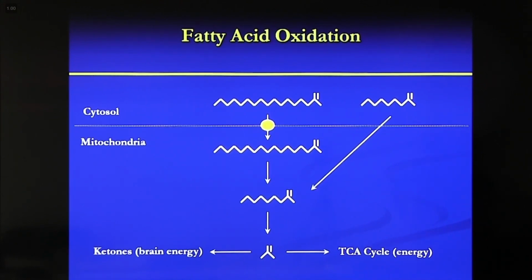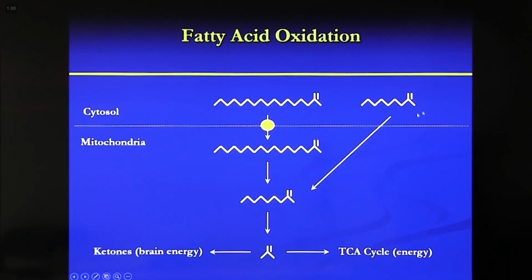So you go from 16 carbons to 14 to 12, et cetera. Every time you chop off an acetyl-CoA. So that's why fats generate energy so efficiently, because that 16 carbon fat molecule generates 8 acetyl-CoA molecules. That can go into energy, or it can be used for ketones.